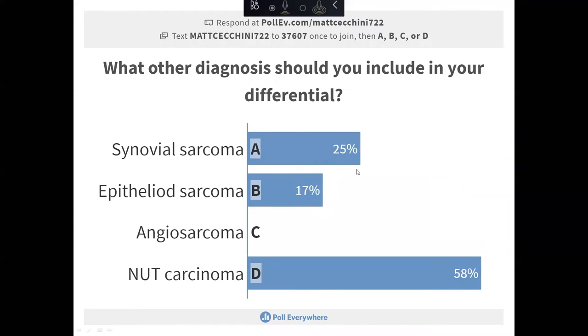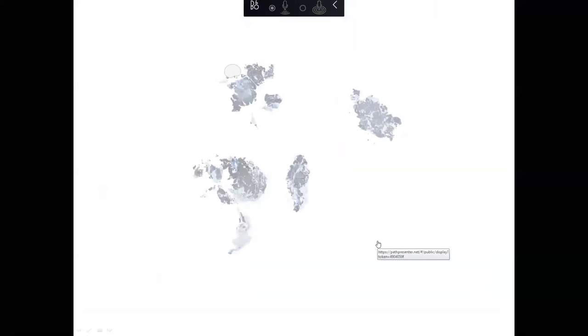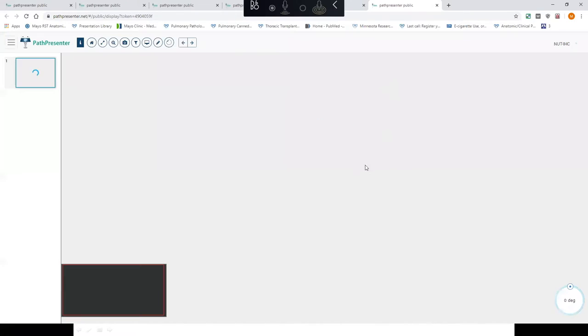Perfect. So this is a tricky one again. I think I might have fooled some people with the monotonous look to it, that they're thinking a translocation sarcoma, which is a good thing to think of. But this is in fact a case of a NUT midline carcinoma. And here's the immunohistochemical stain for NUT, which works pretty good. It's pretty sensitive and specific for this tumor.